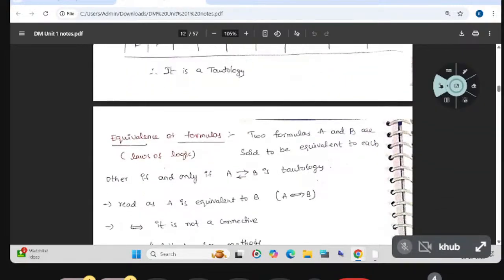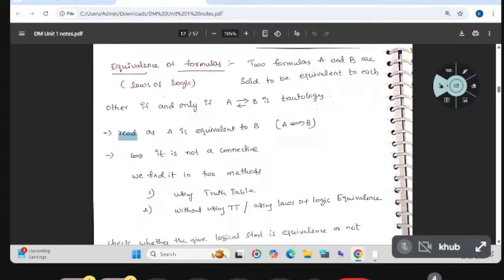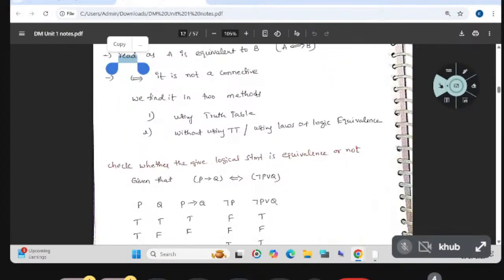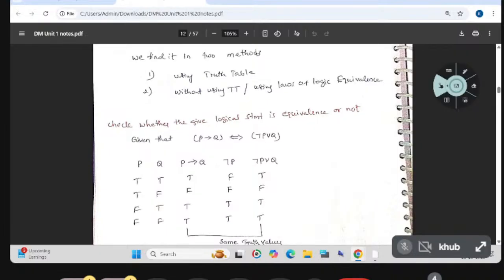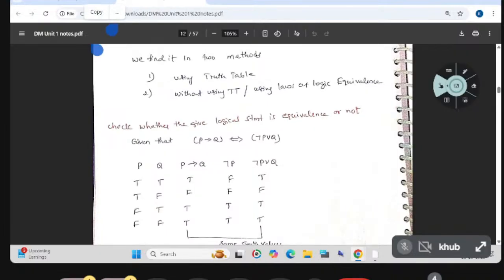Right. So next is our equivalence of formulas, which we can call the laws of logic. Here we check whether they are equivalent or not. When you get a question, we have to check whether the LHS and RHS are logically equal or not. Here the question is P implies Q, double implies negation P or Q.